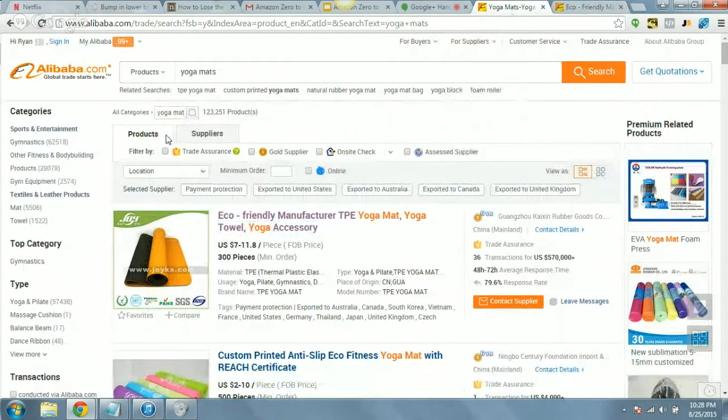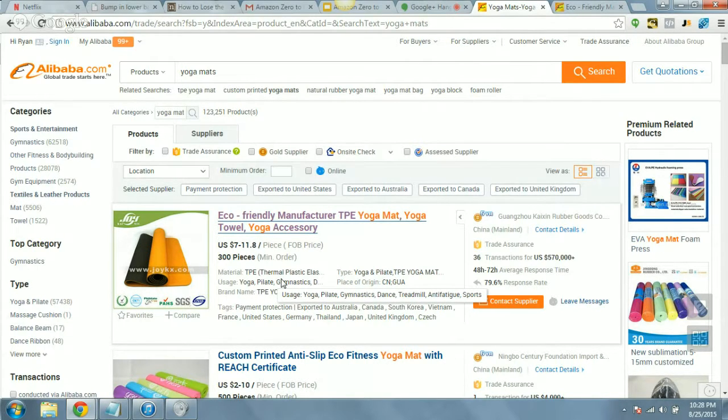As far as these filters right here, the only filter I usually like to use is a Gold Supplier. If I'm in a rush and I want to chat to a supplier versus send them a message, I will check one line. I don't use the minimum order, because a lot of times the information you see right here is just something that they put there to give you a general idea, but you really need to contact them to get the real information.